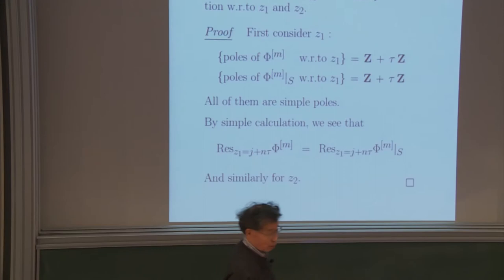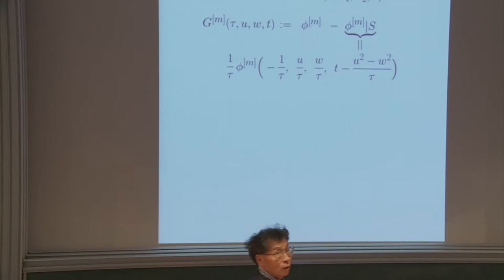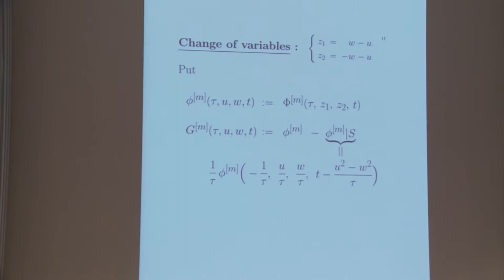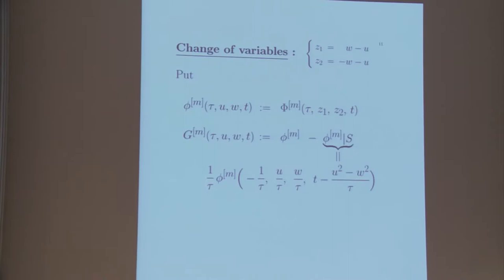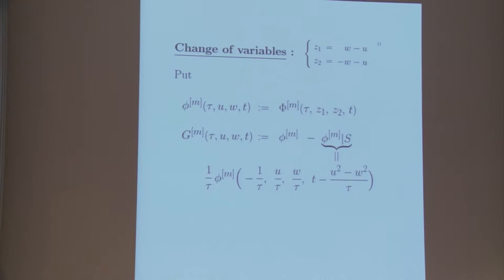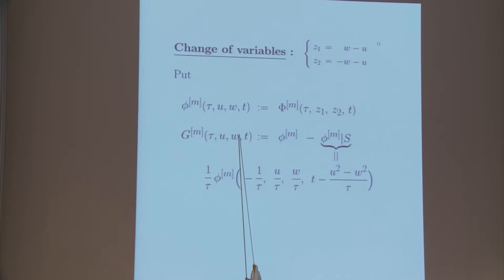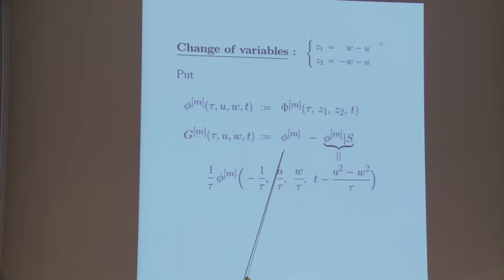Then, for further calculation, it is very convenient to introduce a much better variable, u and w. So we write this function in terms of u and w, and put this function as small φm, and the difference is gm.